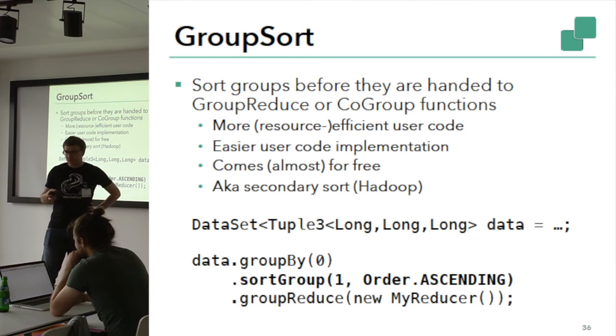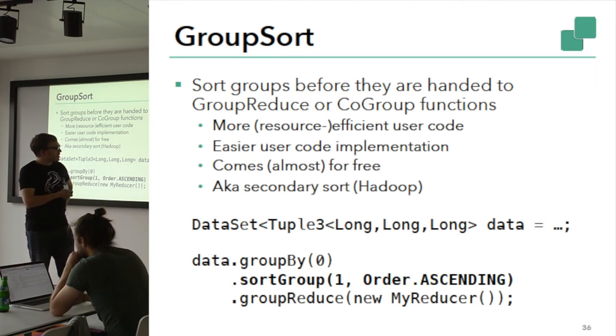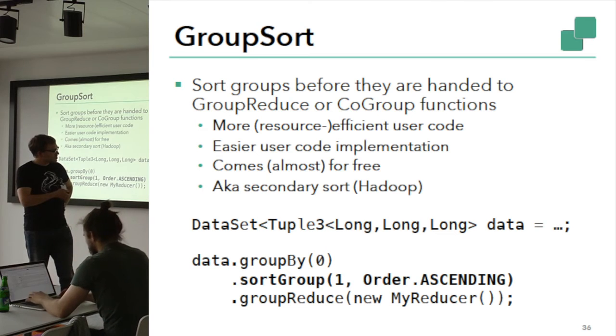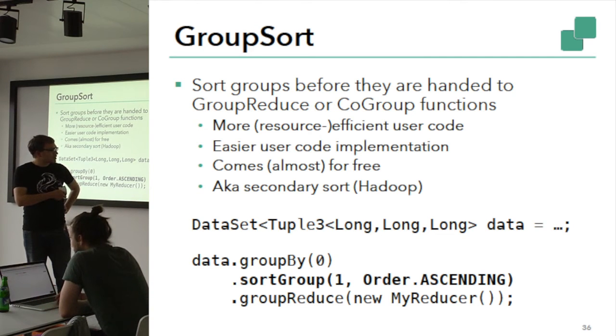This is why you can also specify that the groups that you receive in your GroupReduce or CoGroup function should be ordered in some way. You basically say that by calling sort group in between. So you say a group by, which means here I group on this Tuple3 long. I group on the first field of this long tuple. Then I sort the group on the second field of the tuple in ascending order. And then I apply my GroupReduce function, which is called for each group of field 0. And the values in each group are then ascendingly sorted on the second field of the tuple.